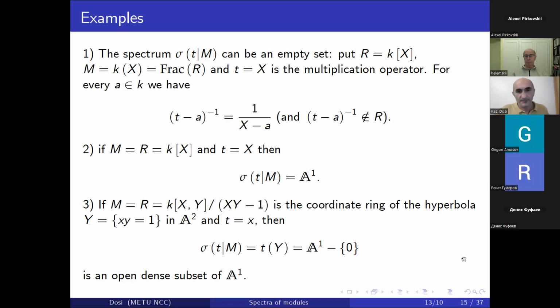Okay, look what's happening with the spectrum in general. We can tolerate the last two cases somehow, but the first one, right? Spectrum is empty. This is not good. First, we need to solve this problem.